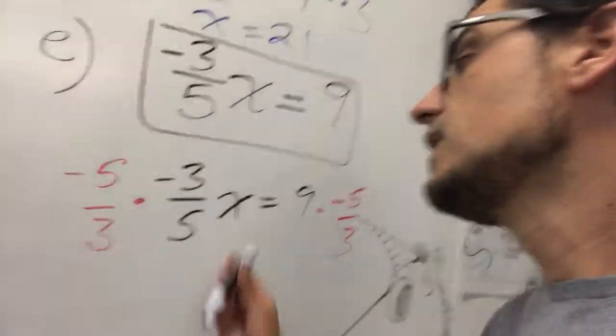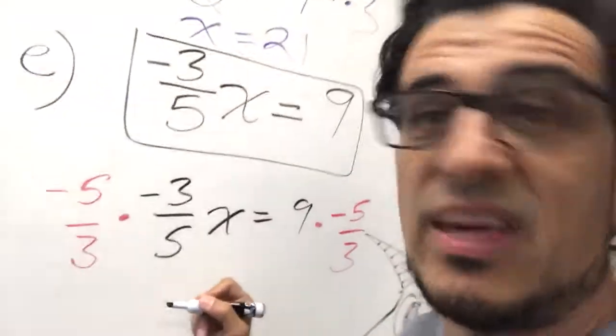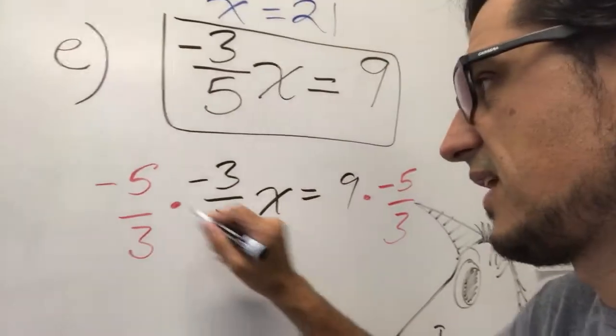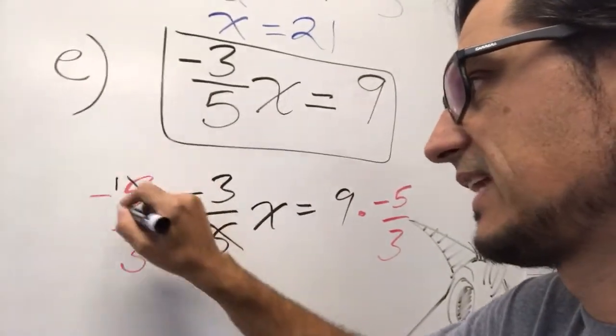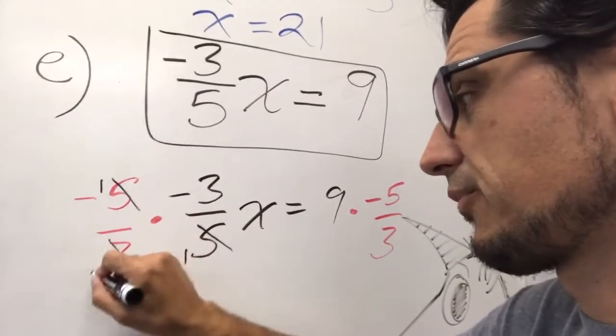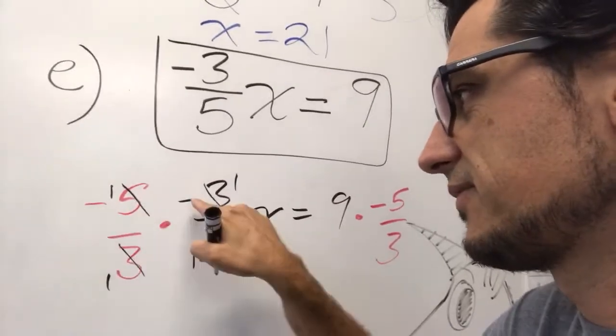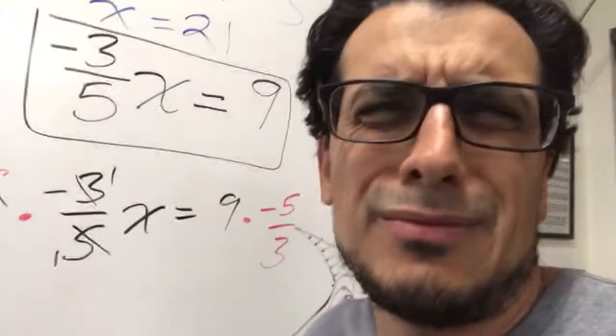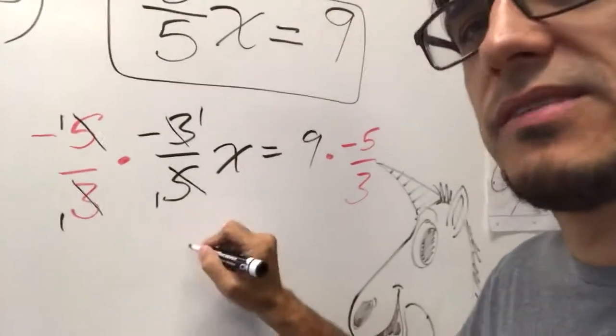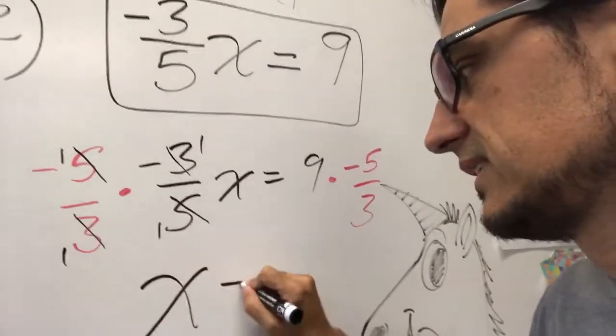So here we go. I can cross cancel stuff because I can do that kind of thing. 5 goes into 5 one time, and that's going to be a negative 1. And then 3 goes into 3 one time. Then we have negative 1 times negative 1, which is going to be a positive 1. So basically I just end up with positive 1x. There's my x.